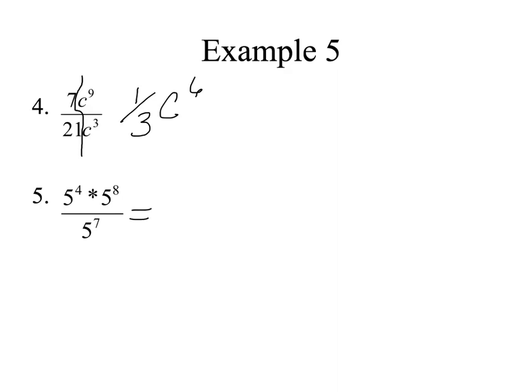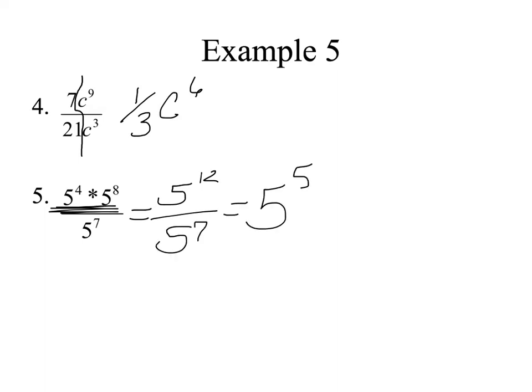5 is where we're going to put what we did yesterday with what we're doing today. Start in the numerator and add your exponents, giving me 5 to the 12th over 5 to the 7th. Now we're going to subtract and get 5 to the 5th as our final answer.